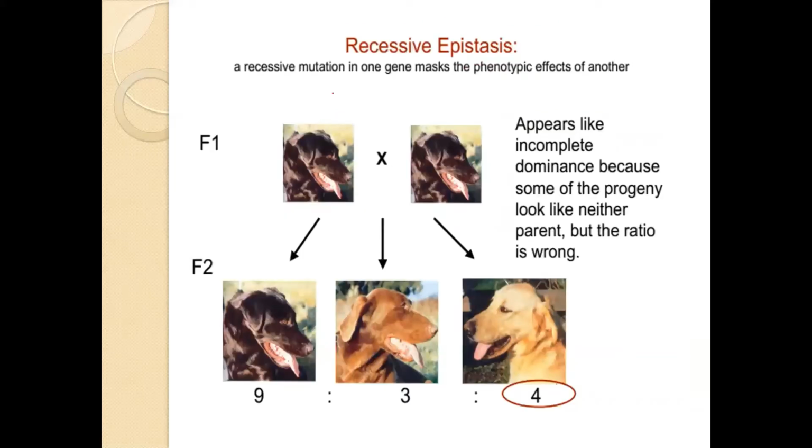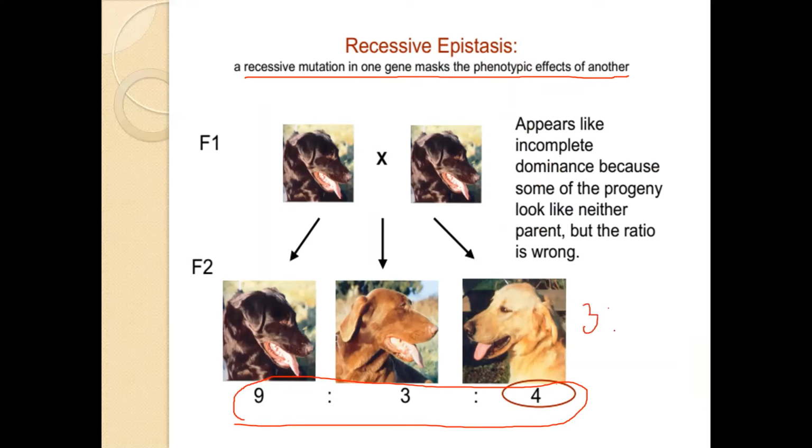Now, in case of recessive epistasis, a recessive mutation in one gene masks the phenotypic effect of the other. It appears like incomplete dominance because some of the progeny look like neither parent, but the ratio is wrong. So in this case, the F2 progeny will get a ratio of 9:3:4 instead of 9:3:3:1. The 3 and 1 are combined with each other and form the number 4.